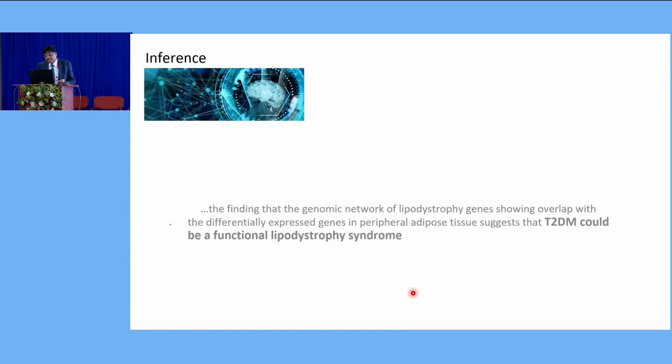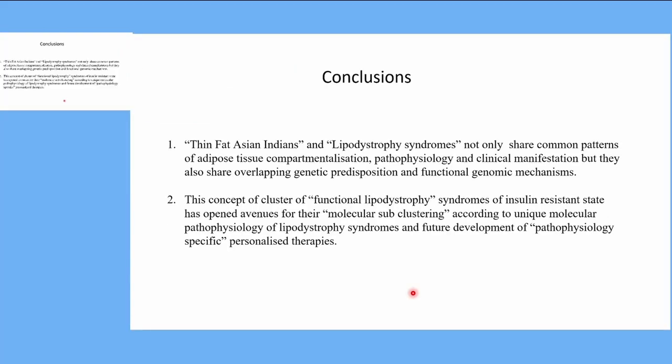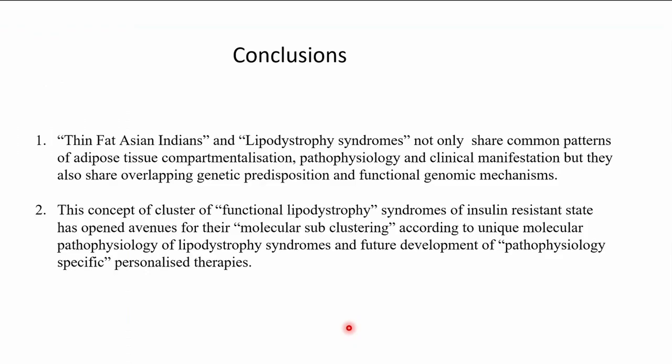So the finding that the genomic network of lipodystrophy genes shows overlap with the differentially expressed genes in peripheral adipose tissue suggests that T2DM could be a functional lipodystrophy syndrome. This is the bottom line conclusion from these studies. The conclusion is that thin fat Asian Indians and lipodystrophy syndrome not only share common patterns of adipose tissue compartmentalization, pathophysiology and clinical manifestation, but they also share overlapping genetic predisposition and functional genomic mechanisms at gene expression in adipose tissue.